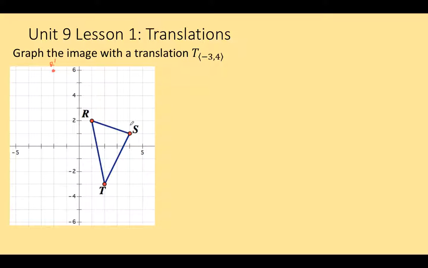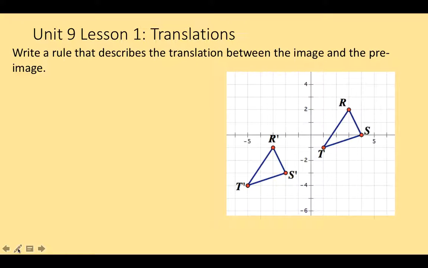Don't forget to label everything. 1, 2, 3 to the left, 1, 2, 3, 4 up. Call this S prime. And then the one down here, 1, 2, 3 to the left, 1, 2, 3, 4 up. We'll call this T prime. And we'll connect our dots. And you can see that this is an isometry. These triangles are congruent.